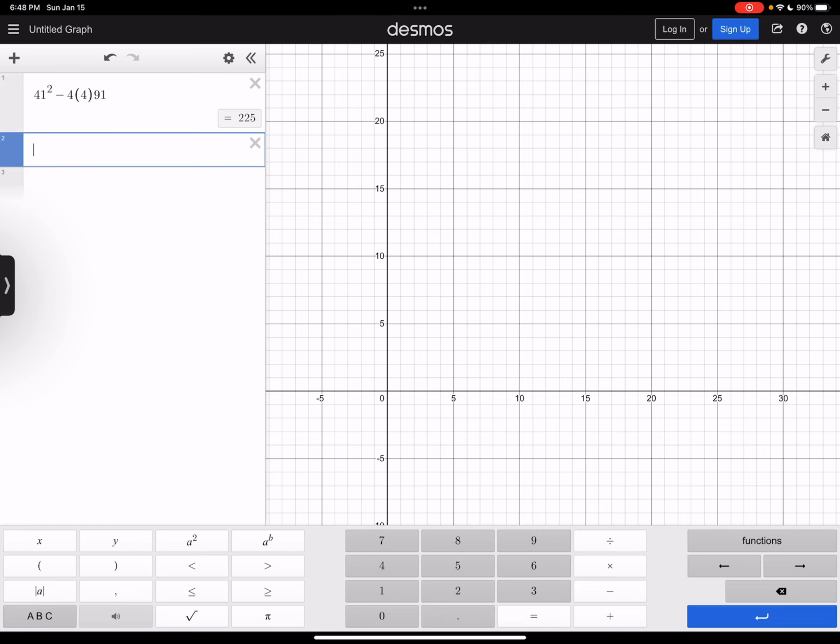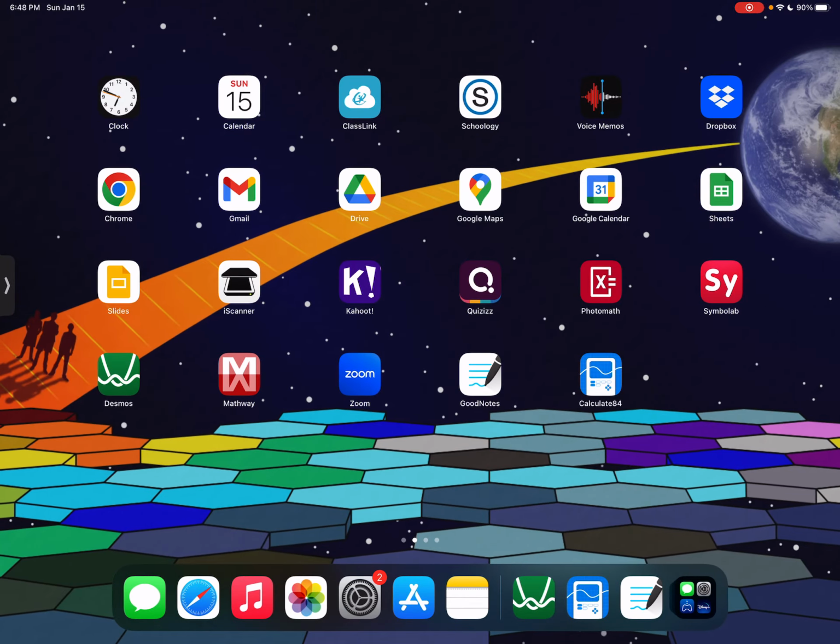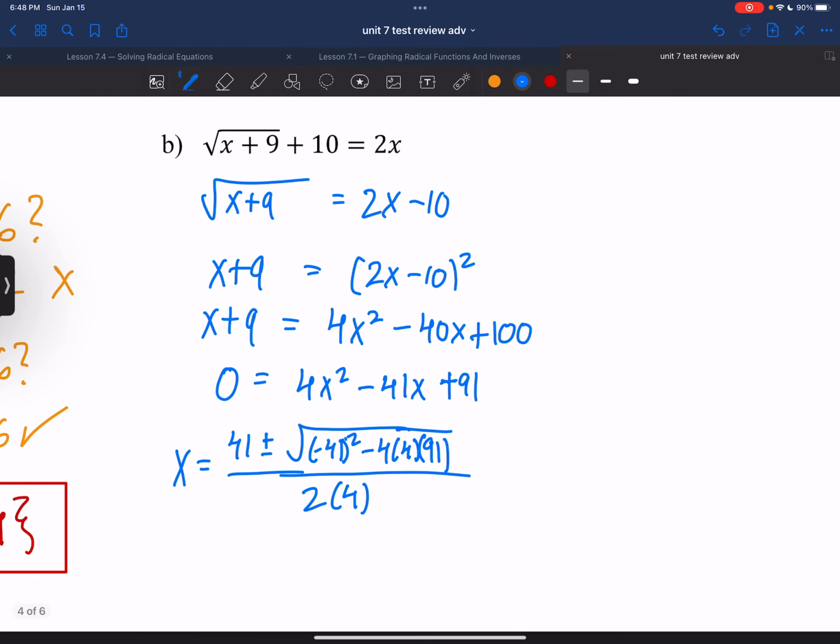225. Oh, wait a minute. 225. I recognize that. That's 15. Oh, I guess we didn't have to use the quadratic formula. x equals 41 plus or minus root 225 over 2 times 8. So that's 41 plus or minus 15 over 8.